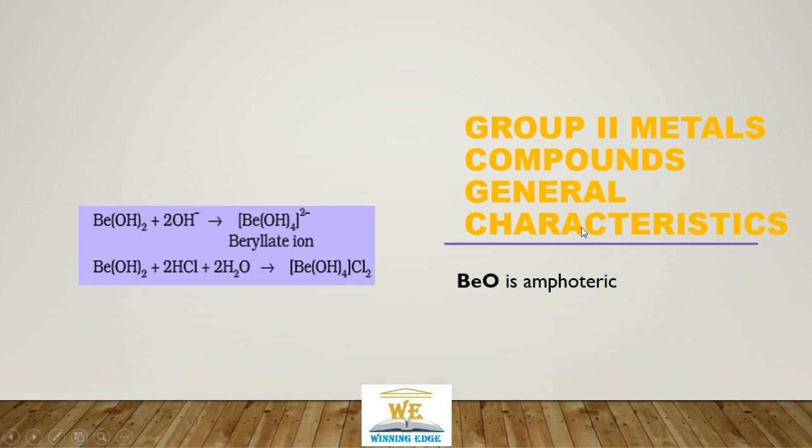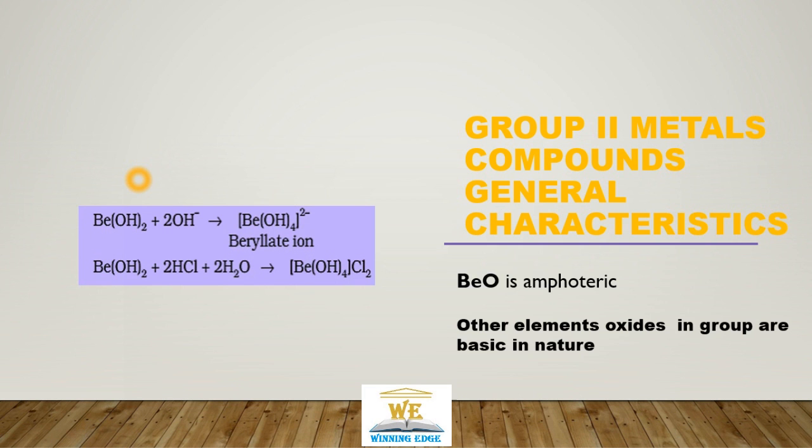Other is group 2 metals are amphoteric in nature, which means, let's say beryllium hydroxide, we add hydroxide to that, we are getting berylliate ion. If we add HCl to that, we are getting [Be(OH)4]Cl2. So our beryllium hydroxide reacts with both hydroxides and chlorides. Other element oxides in the group are basic in nature.